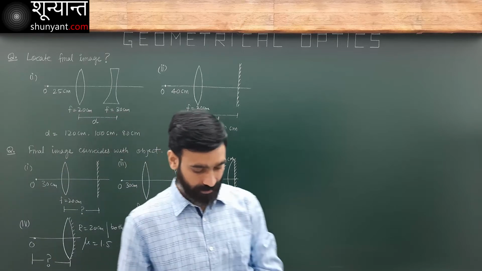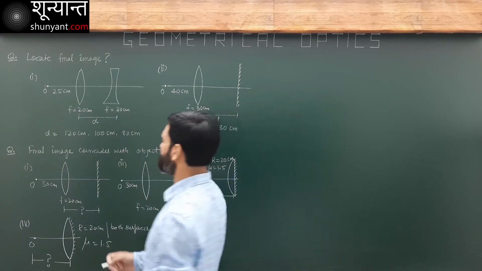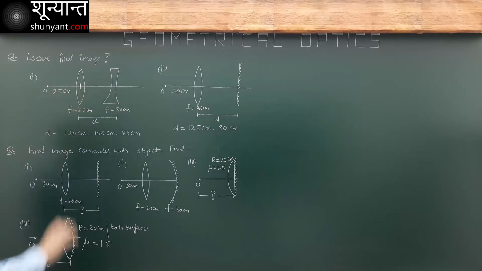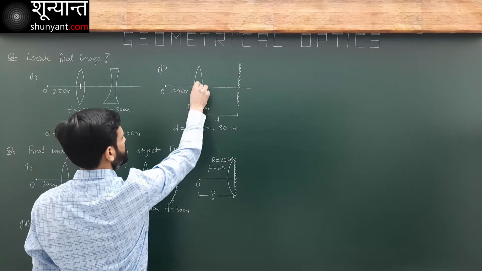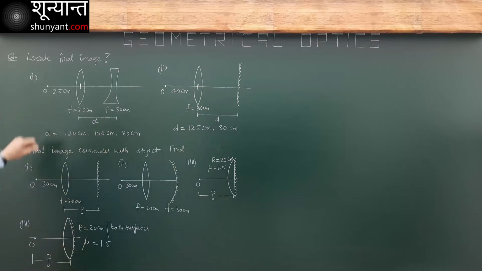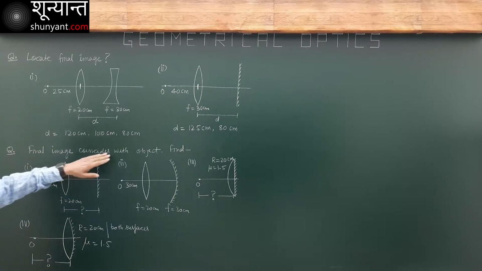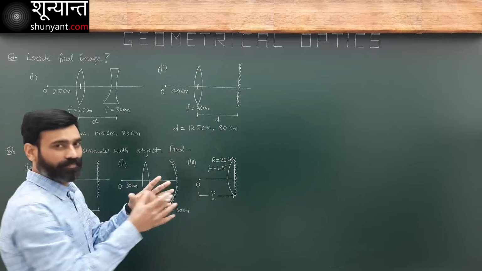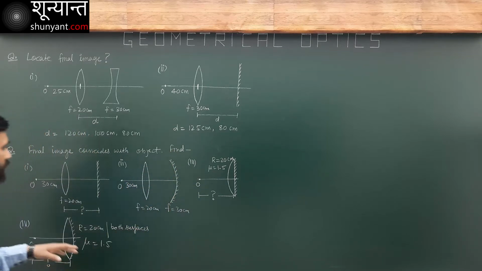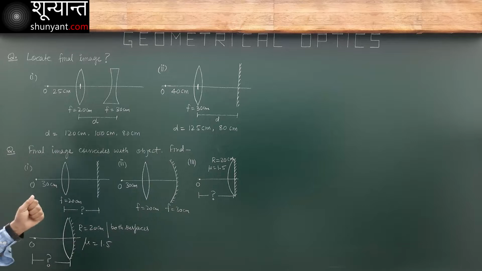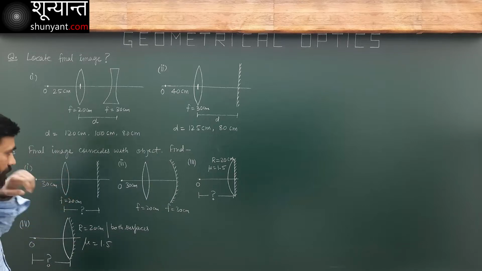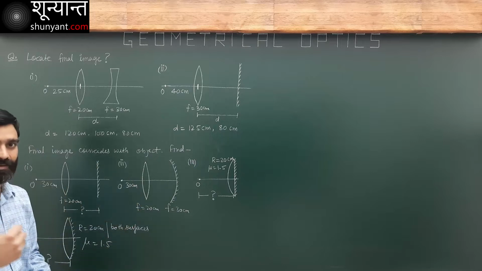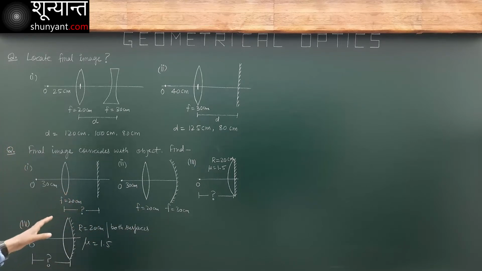Distance from where? From which position? Let's, in both cases, find the distance from this convex lens. The next problem: the final image coincides with the object. The object is kept here, and finally the final image coincides. Why will it coincide? It is because this mirror is kept here. Light is going to be reflected, and that's how it is coinciding.